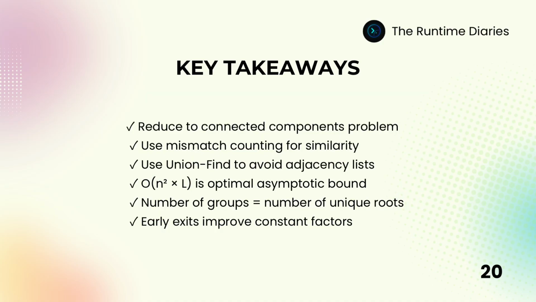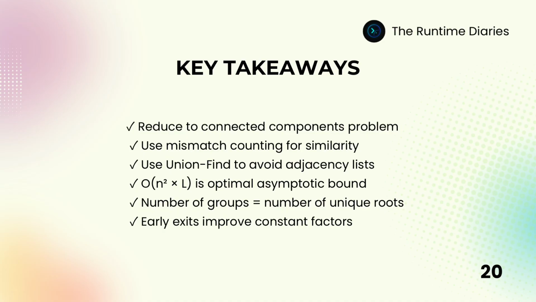Let me give you the key takeaways that will help you solve similar problems in the future. First, reduce the problem to connected components. Recognize that similarity creates a graph and groups are components. Second, use mismatch counting to detect similarity efficiently. Count differing positions and exit early if the count exceeds 2. Third, use union find to avoid building a full adjacency list. It's cleaner, more efficient, and uses less space.